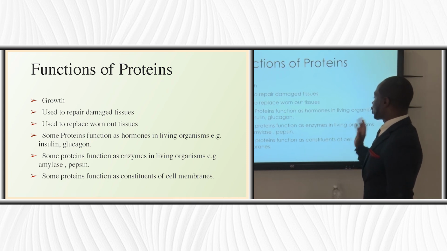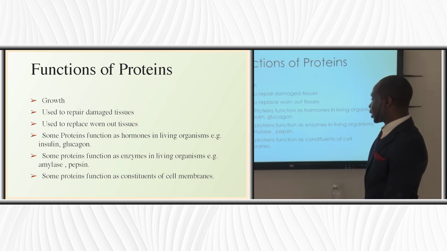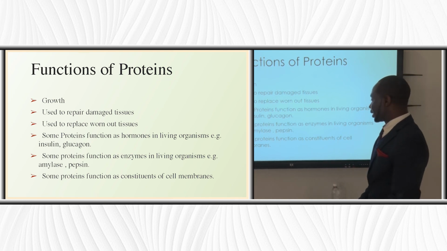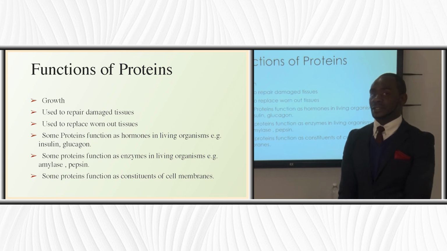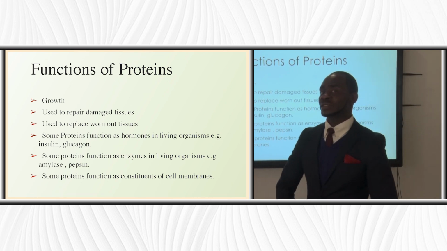Some proteins function as hormones in living organisms. Examples are insulin and glucagon. Some proteins function as enzymes in living organisms, such as amylase and pepsin. Some proteins function as constituents of membranes. We'll continue looking at the functions of proteins in the next segment. Thank you.